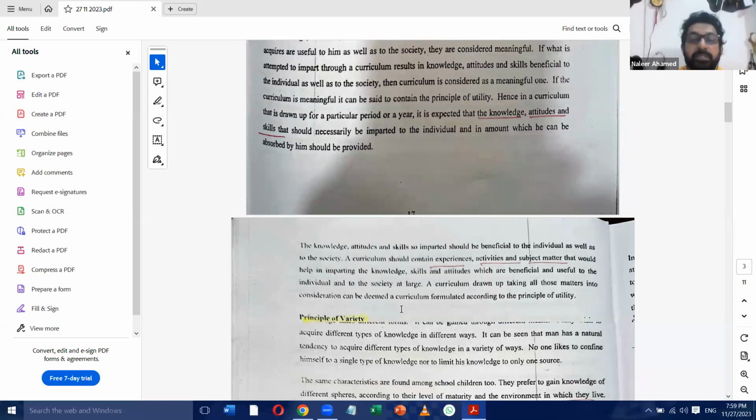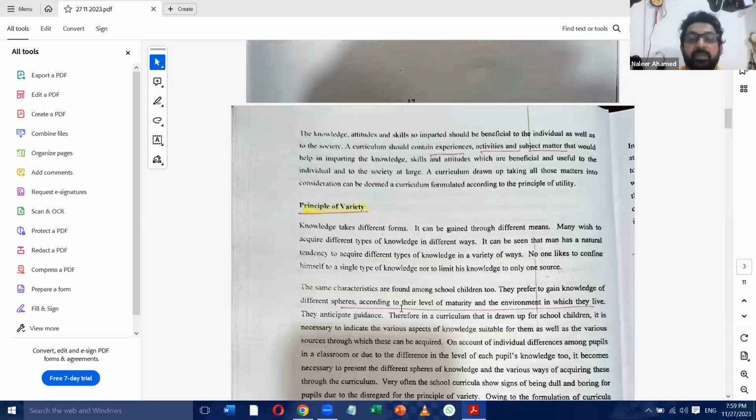Next, the principle of variety. Knowledge takes different forms. It can be gained through different means. Many wish to acquire different types of knowledge in different ways. It can be seen that man has a natural tendency to acquire different types of knowledge in a variety of ways. No one likes to confine himself to a single type of knowledge or to limit his knowledge to only one source.